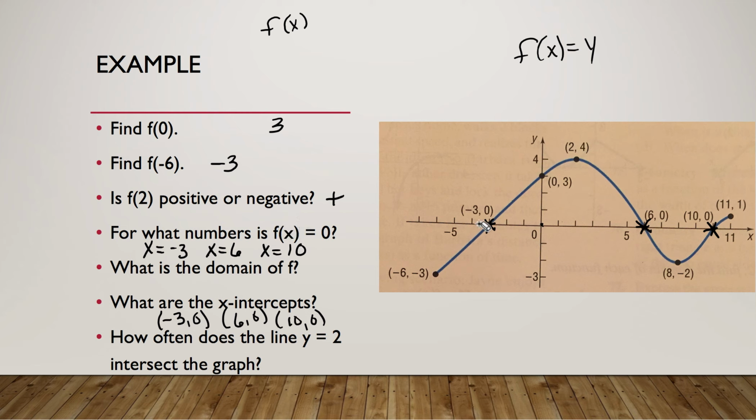All right, and then the very last question asks me, how often does the line y is equal to 2 intersect the graph? So I need to draw the line y equals 2. Well, remember, a line that has an equation with only a y variable is a horizontal line. So we're talking about a horizontal line that crosses at 2 on the y-axis. So we're looking at this line. And it's asking me, in how many places does it intersect the graph? And we can see that it hits the graph in 2 places.